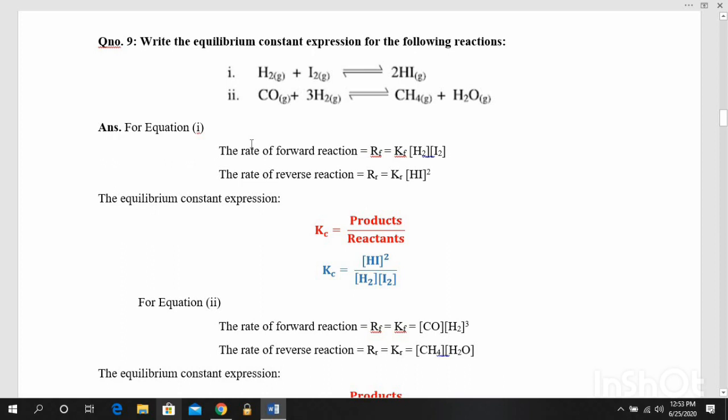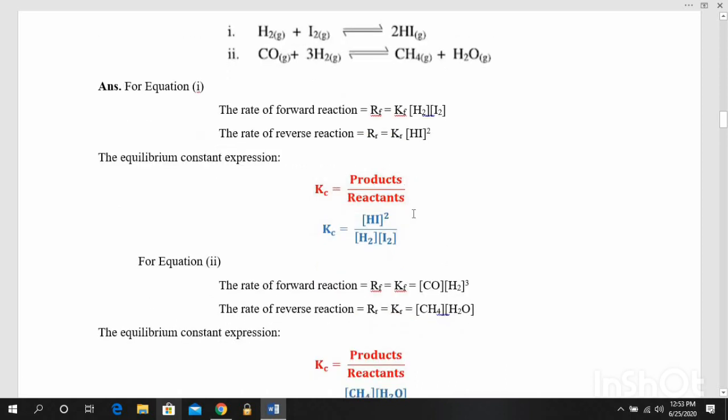Okay, so for equation 1, you can see that the rate of forward reaction Rf is equal to Kf times the concentration of hydrogen and the concentration of iodine. Whereas the rate of reverse reaction Rr is equal to Kr times the concentration of HI to the power 2, because 2 moles of hydrogen iodide are being produced in this equation. For the equilibrium constant expression, we know that Kc is equal to products by reactants. So by placing the values, we get Kc equal to the concentration of hydrogen iodide squared divided by the concentration of hydrogen and iodine.